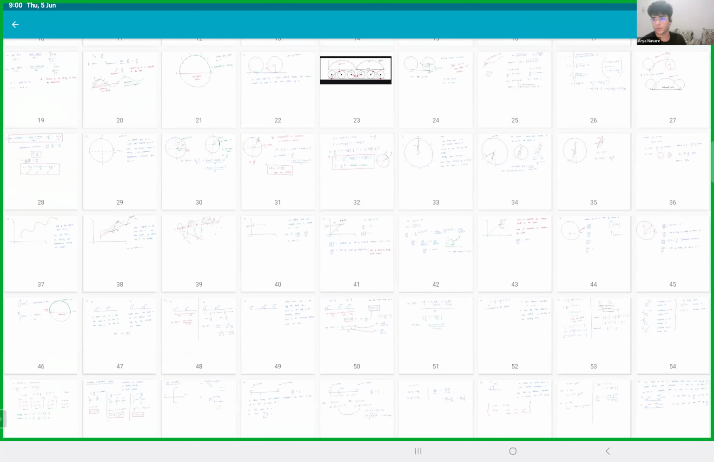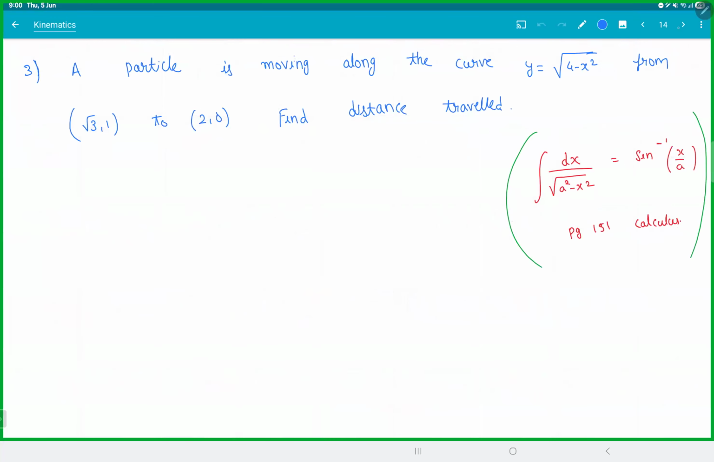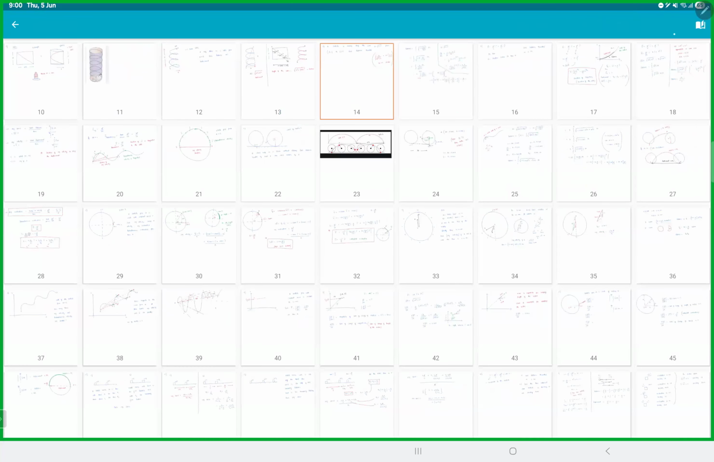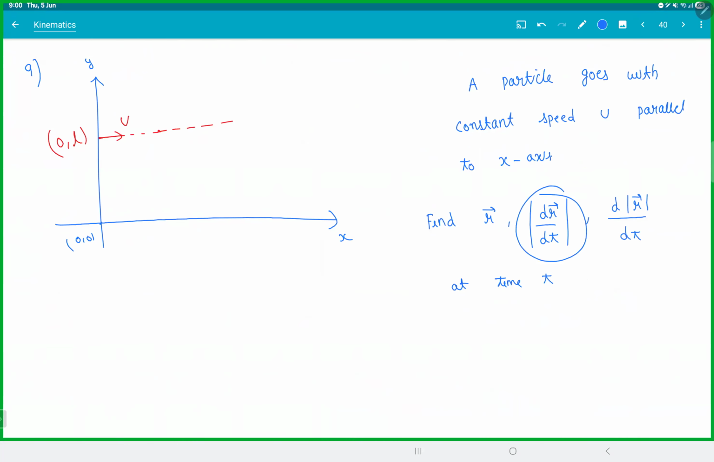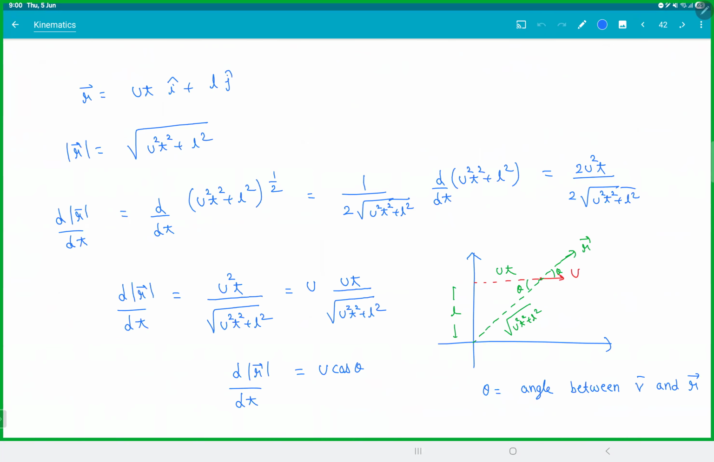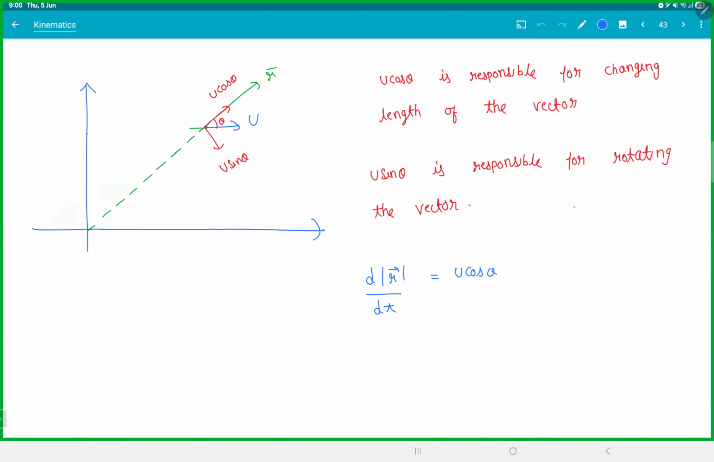See, rate of change of position vector. No, magnitude of it's not rate of position, it's rate of change of magnitude of position vector. Where do we do this? Here, this question, see, question 9. This is the first time we encountered something called d mod r by dt and d mod r by this thing here. And this was the explanation I gave.